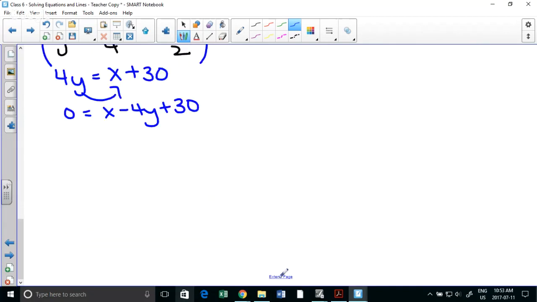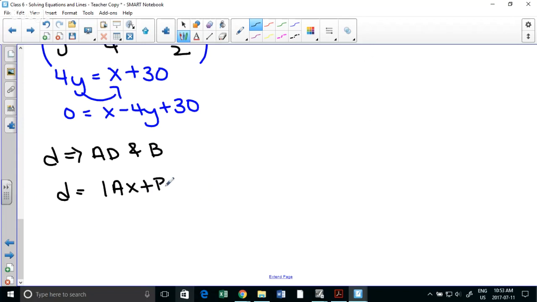You need this in general form because step 2 was to find the distance between A, D, and B using our new formula. So our distance is going to be the absolute value of Ax plus By plus C, over the square root of A squared plus B squared.